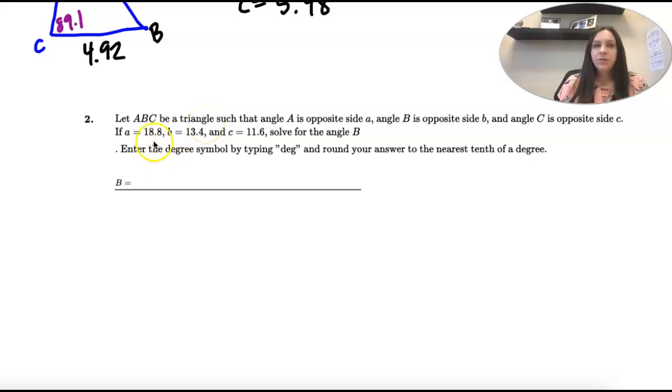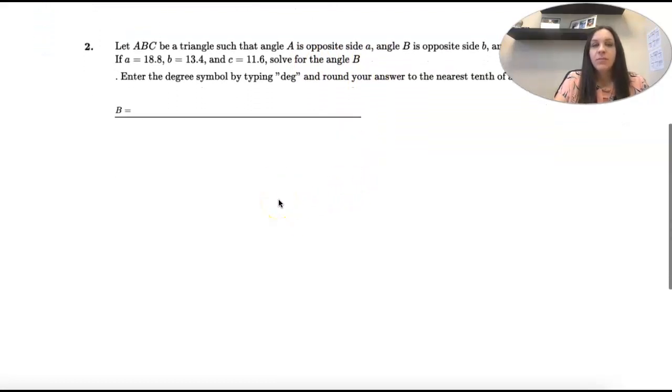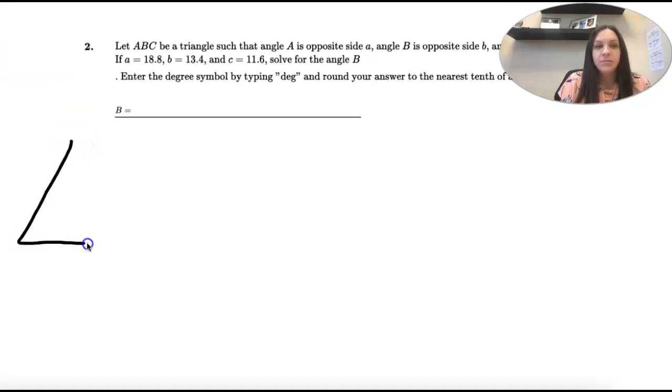So number 2 starts off the same. We have a triangle that describes how the angles are opposite the sides, and then we're given the lengths of 3 sides, and we need to solve for an angle. So I'm just going to draw out a triangle. Okay, so the longest side is A, 18.8, so this is angle A.